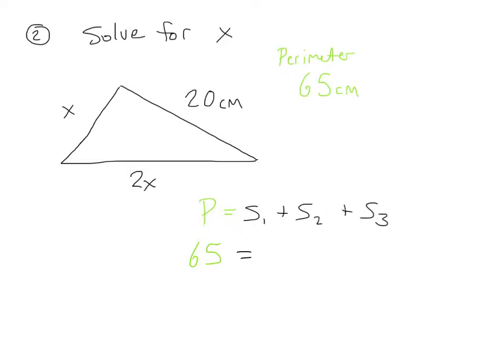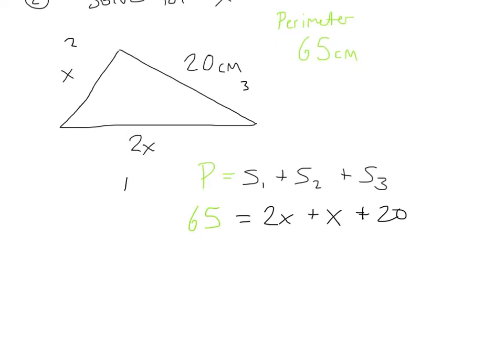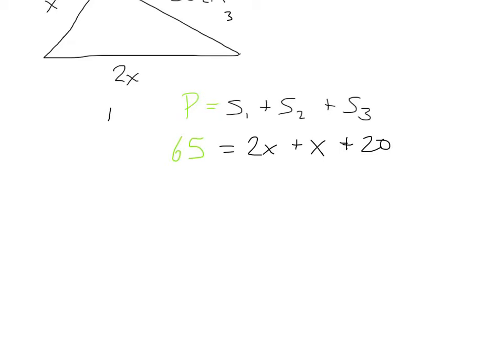That equals side 1. We'll call this side 1 there. Well, that's 2x, plus side 2. I guess we'll go there and call that side 2. So that's x, plus side 3. We'll call this guy side 3, and it's 20. So can I solve for x? Well, yeah, I can, because we know from solving equations we can combine like terms, which I have right here. So that would now get me 65 equals 2x plus x is 3x plus 20.